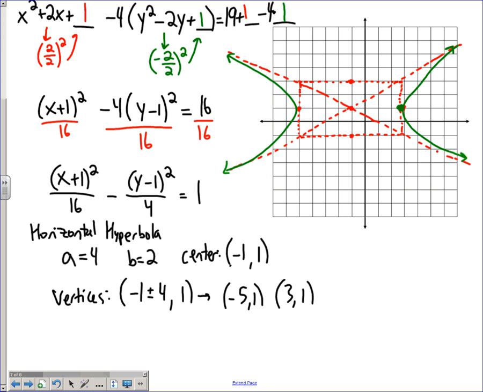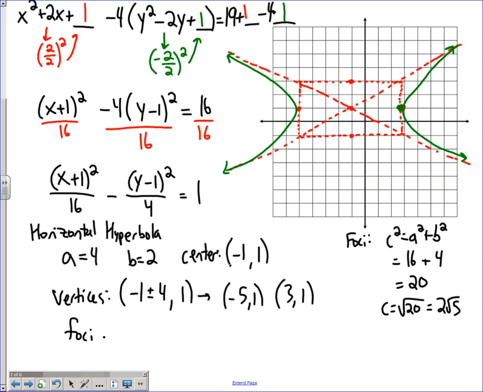Last but not least, we want to find what the foci are. So we know that c squared is a squared plus b squared, which would give me 16 plus 4, which is 20. C equals the square root of 20, which is 2 root 5. And we're adding and subtracting our c value. Just like we did to our vertices, we're going to add and subtract c from -1. So -1 plus or minus 2 root 5 with a y value of 1. Okay, that's all the information you need to provide. And the graph really helps you find all of that.